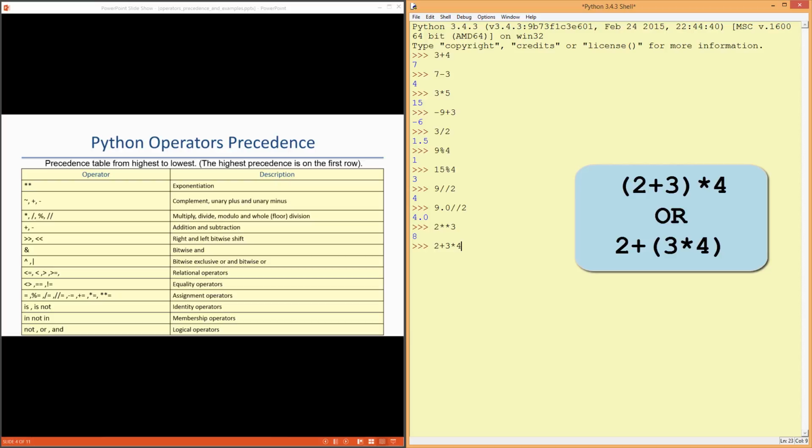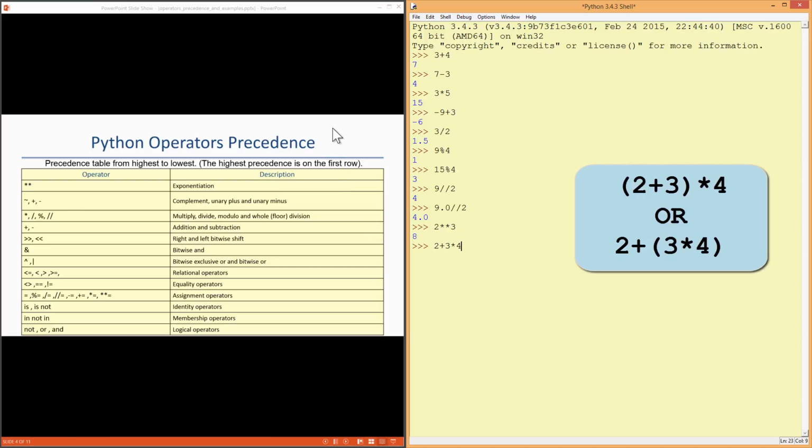Or did you mean that you should multiply 3 times 4 and then add 2 to it? You see that if you perform the addition first and then multiplication, the result would be different if you perform the multiplication and then the addition. And the rules which are followed by Python to determine which operator should be performed first are called precedence rules.